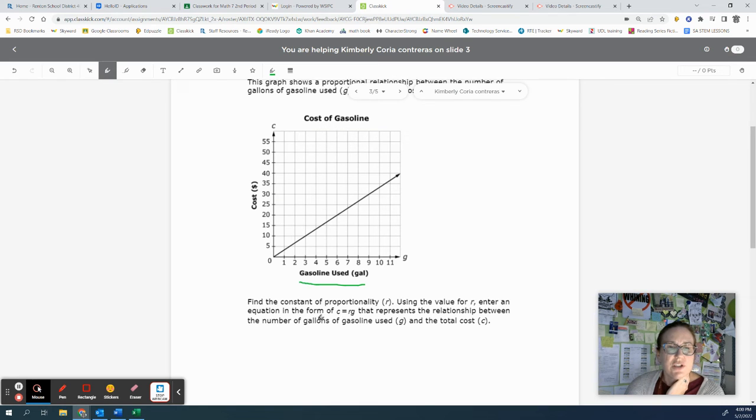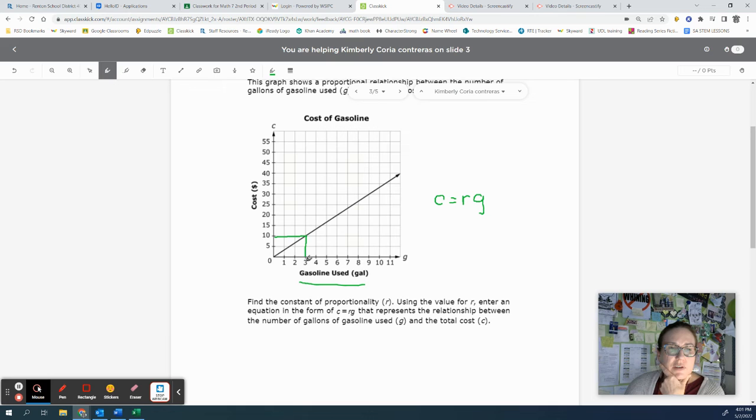Enter the equation in the form of C, the cost, equals the rate. This is the constant rate, the unit rate, times the gallons. So we're going to find one that we can definitely tell. And the first one we can definitely tell is this one right here. And there are multiple ways to solve this problem, by the way. Enter an equation. So we do want the equation.